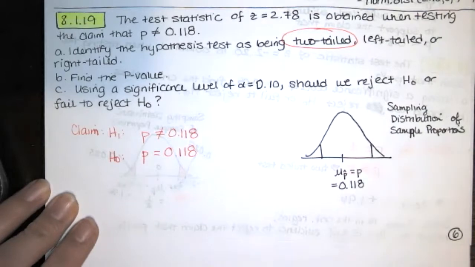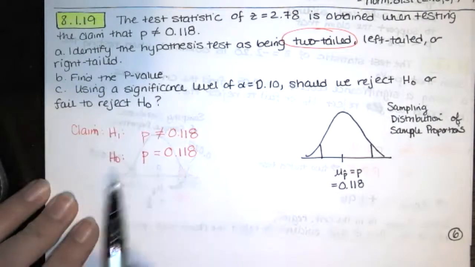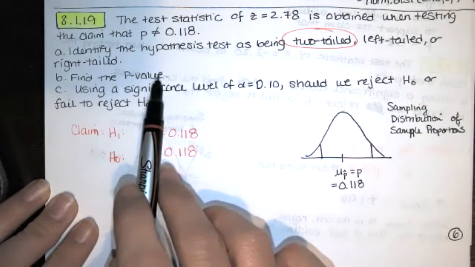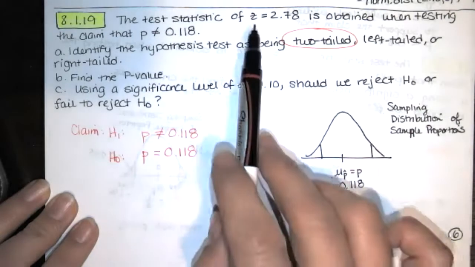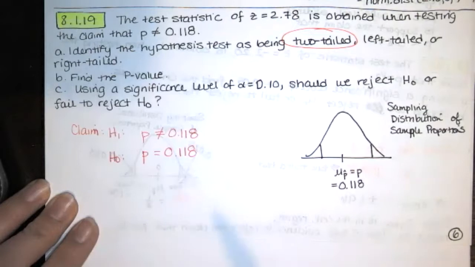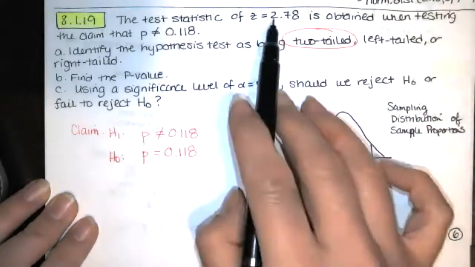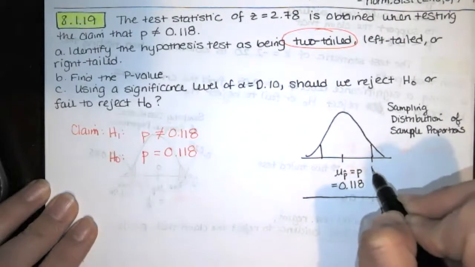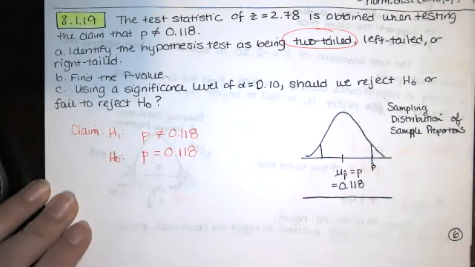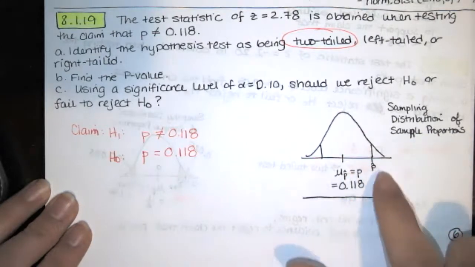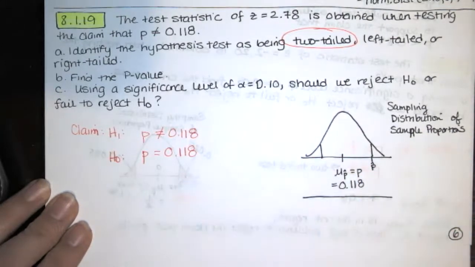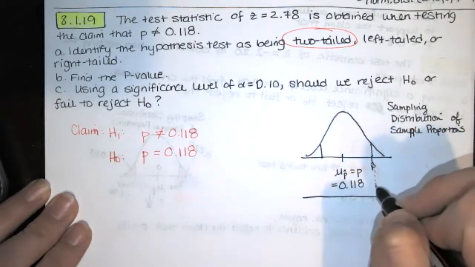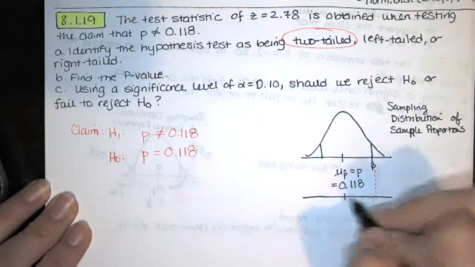Okay, so now we want to find the p-value, and the p-value is the area corresponding to z-scores that are more extreme than the z-score that we have. So this is z equals 2.78. Now that goes with a particular value of p hat from our sample proportion. I don't know what that value is. They never gave it to us, but they told us that p hat corresponds to this z-score.